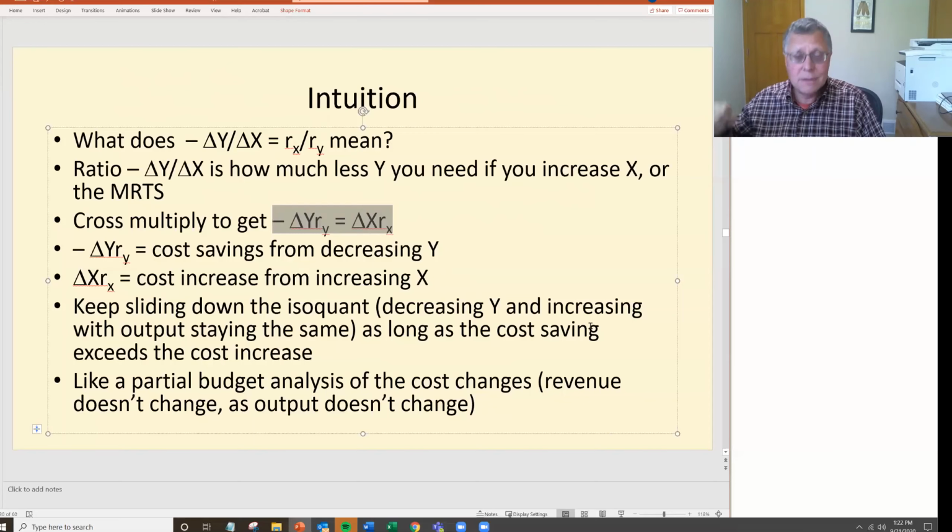Decrease y by $10, increase x by $10. Okay, I'm breaking even there. Now I stop. That's all we're doing. It's a partial budget analysis.